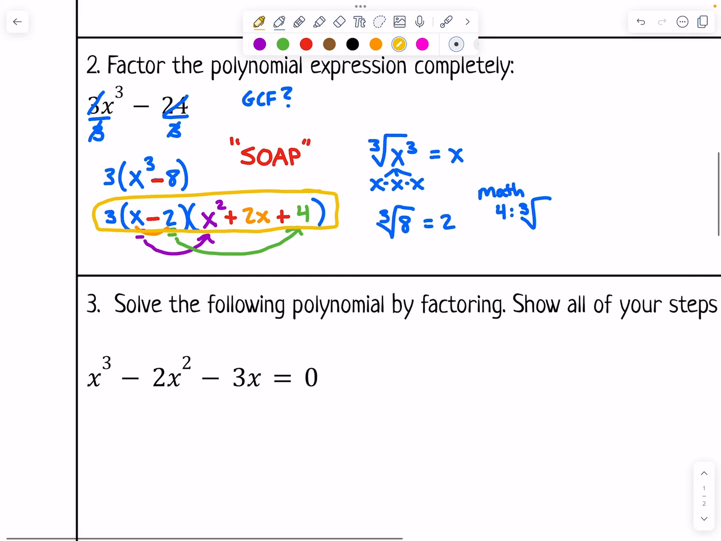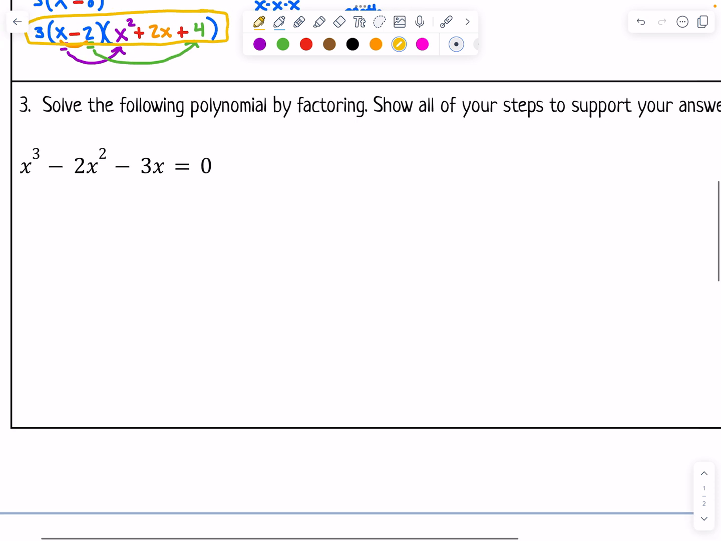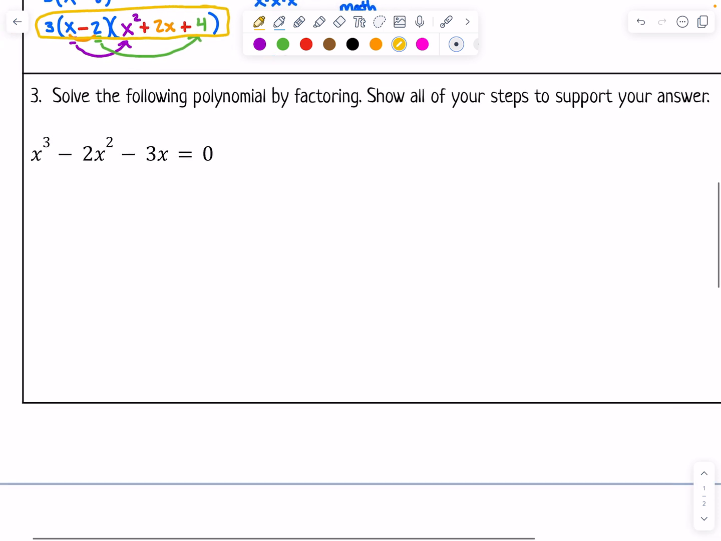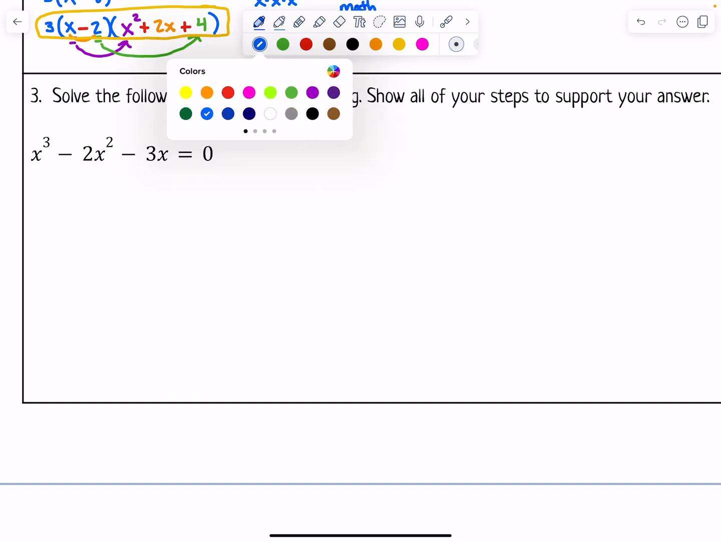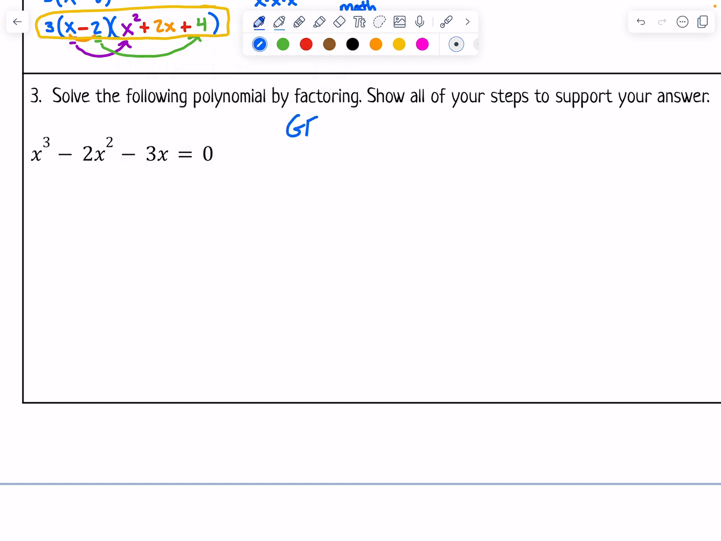All right, let's move on to number 3. It says solve the polynomial by factoring. Show all of your steps to support your answer. So the first step I would do is look for a greatest common factor, because we always want to do that when we're factoring.